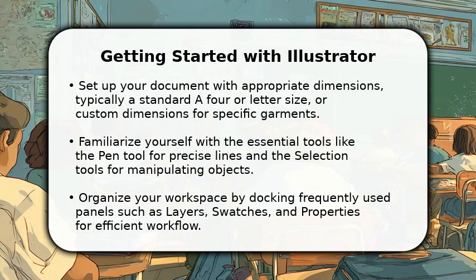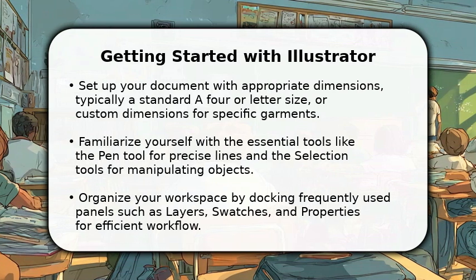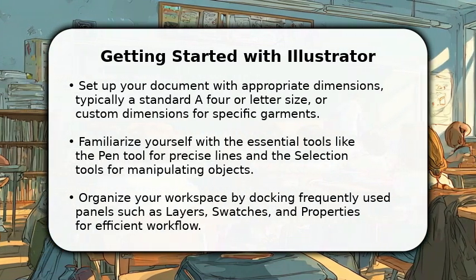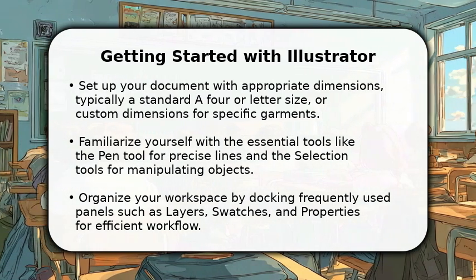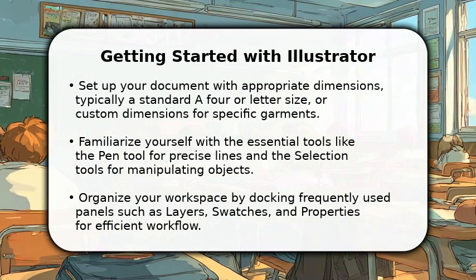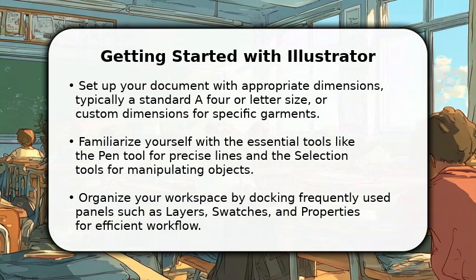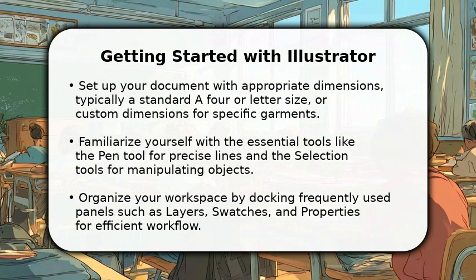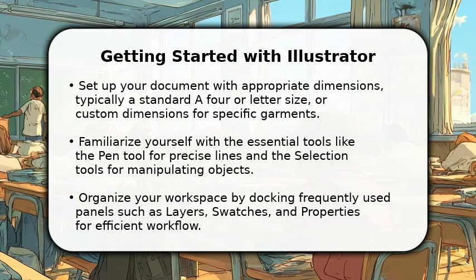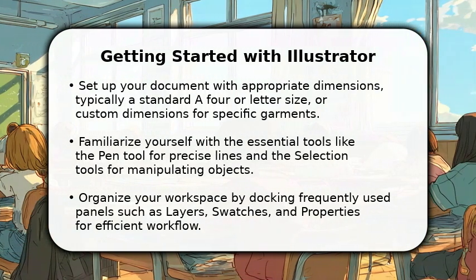In this video, I will explain how to use Adobe Illustrator for fashion design. First, open Illustrator and create a new document. Consider starting with a standard A4 or letter size artboard or customize dimensions for your specific project. Next, get comfortable with the pen tool for drawing precise lines and the selection tools for moving and resizing elements. Organize your workspace by arranging panels like layers and swatches to streamline your design process. This foundational setup is crucial for efficient and accurate fashion illustration.